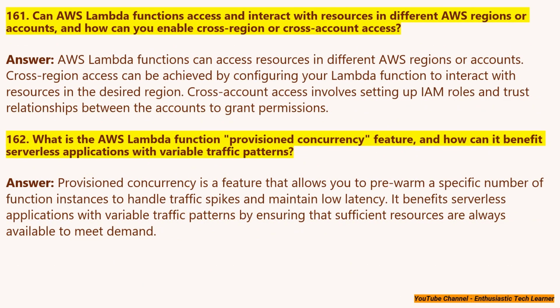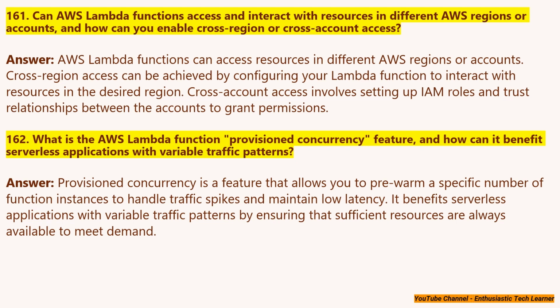Can AWS Lambda functions access and interact with resources in different AWS regions or accounts, and how can you enable cross-region or cross-account access? AWS Lambda functions can access resources in different AWS regions or accounts. Cross-region access can be achieved by configuring your Lambda function to interact with resources in the desired region. Cross-account access involves setting up IAM roles and trust relationships between the accounts to grant permissions.